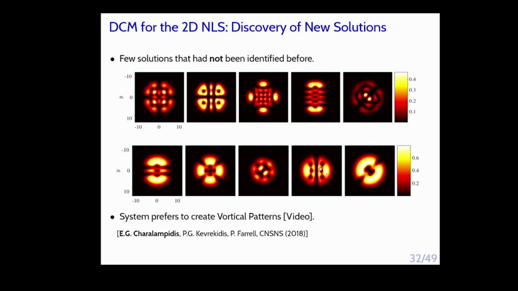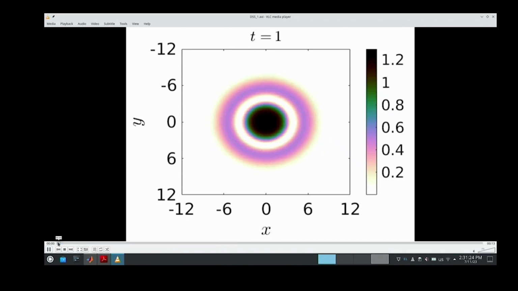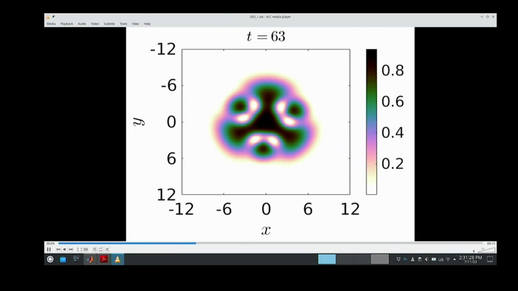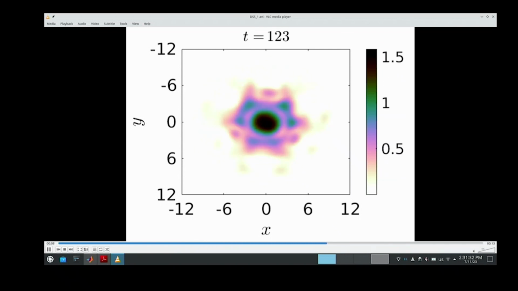If you start with a ring, oops, I think it should be shown here. Yep. So let me go back. So if you start with this solution that has a ring of 0 density and evolve it forward in time, you have the formation of those vortices and then those disperse. Okay?